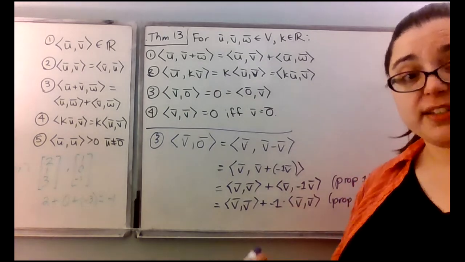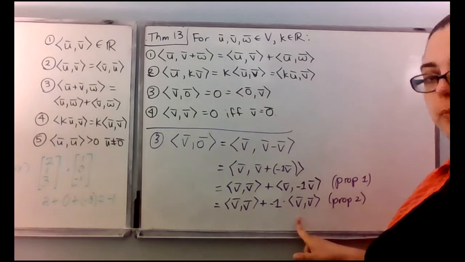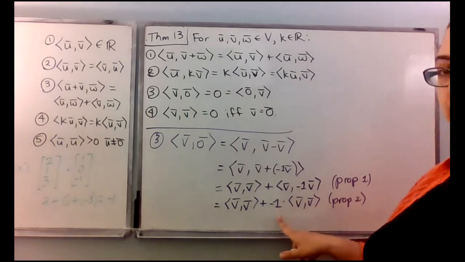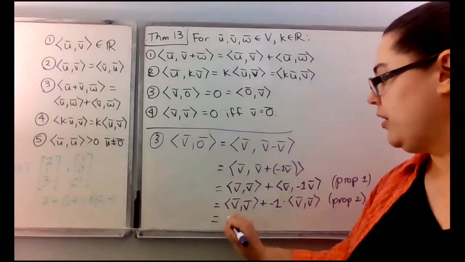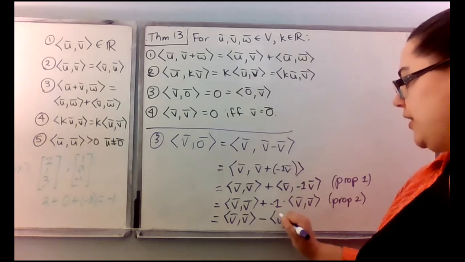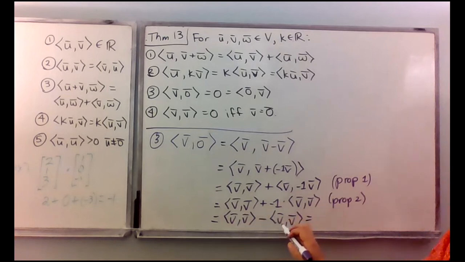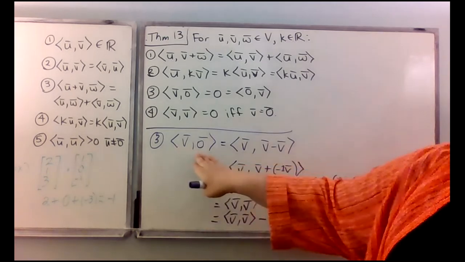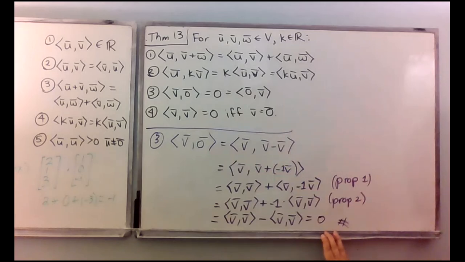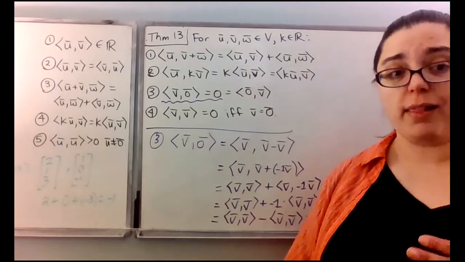Now remember that the inner product is always a real number. So I have a real number plus negative 1 times a real number. So I can rewrite this addition of negative 1 times as subtraction. So this is the inner product of v and v minus the inner product of v and v. And now I have a real number minus itself. So I'm going to end up getting 0. So there we go. So if you take the inner product of a vector with 0, you're going to end up getting 0.